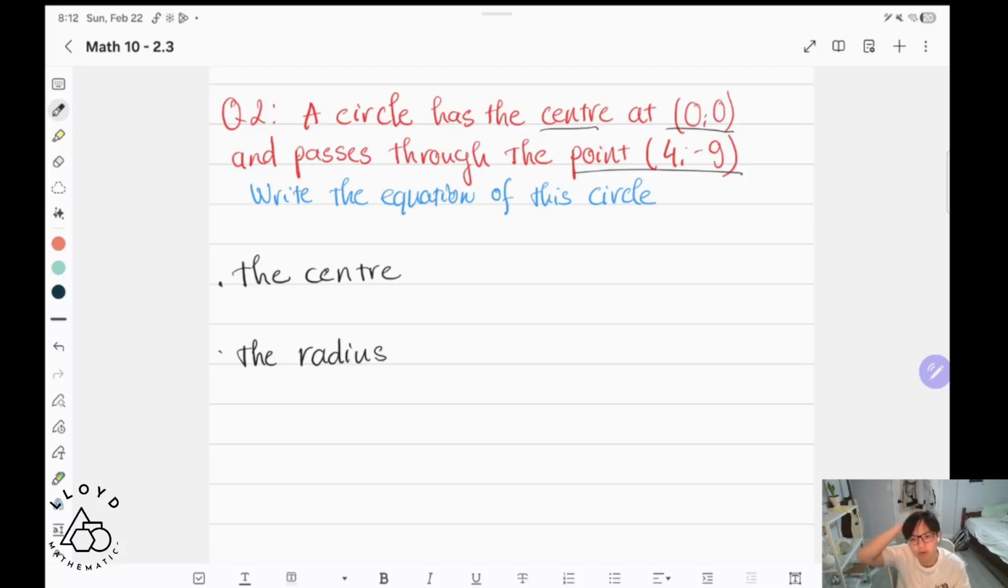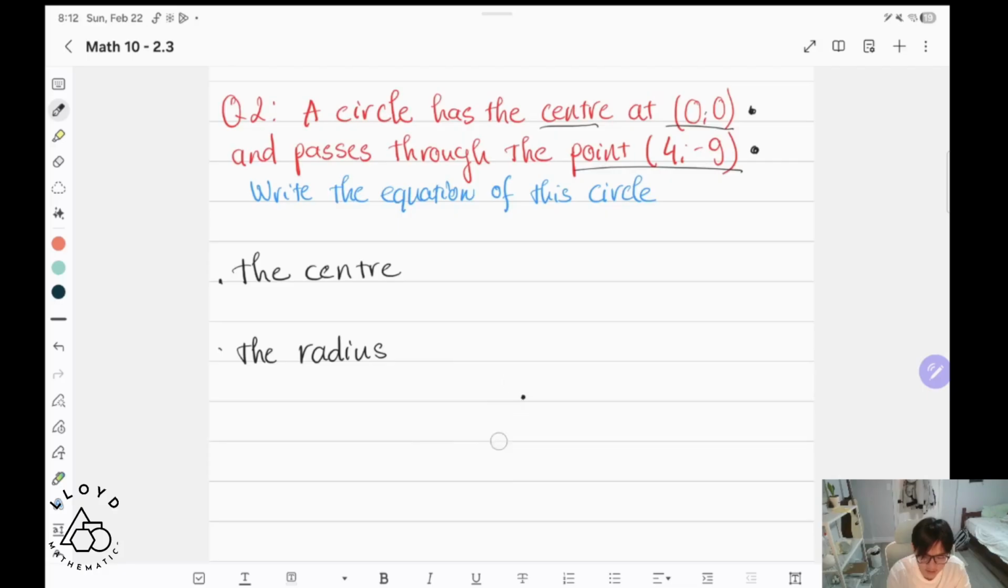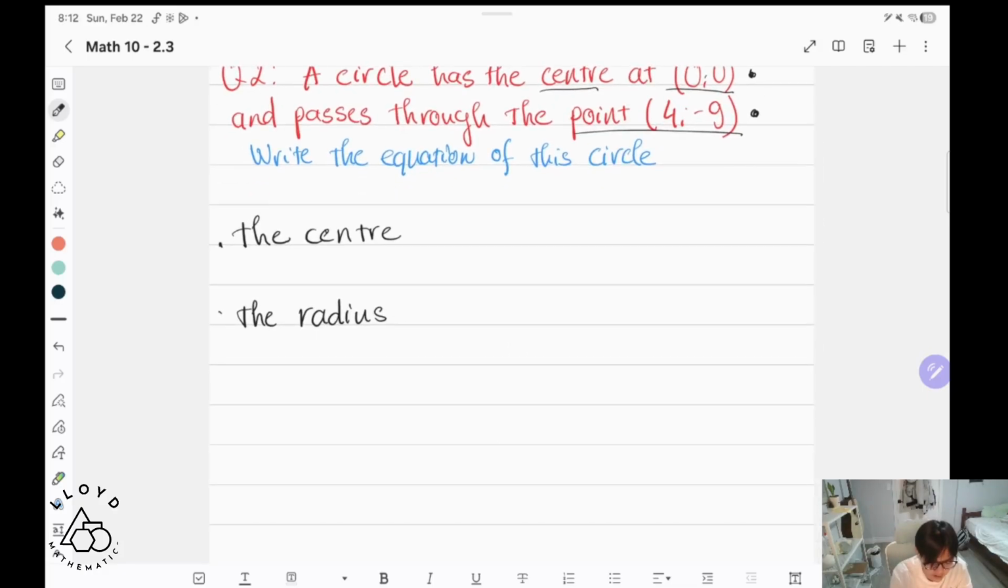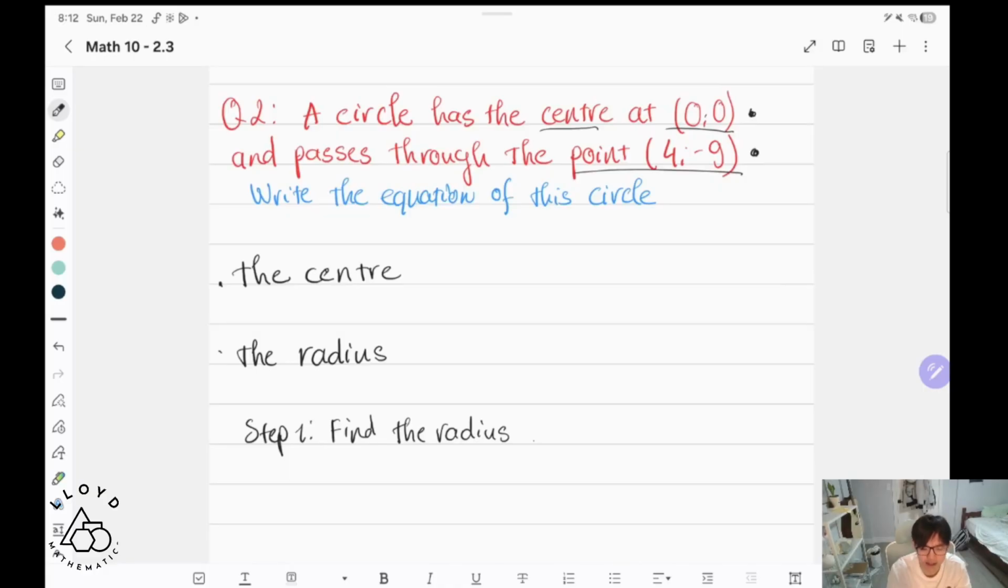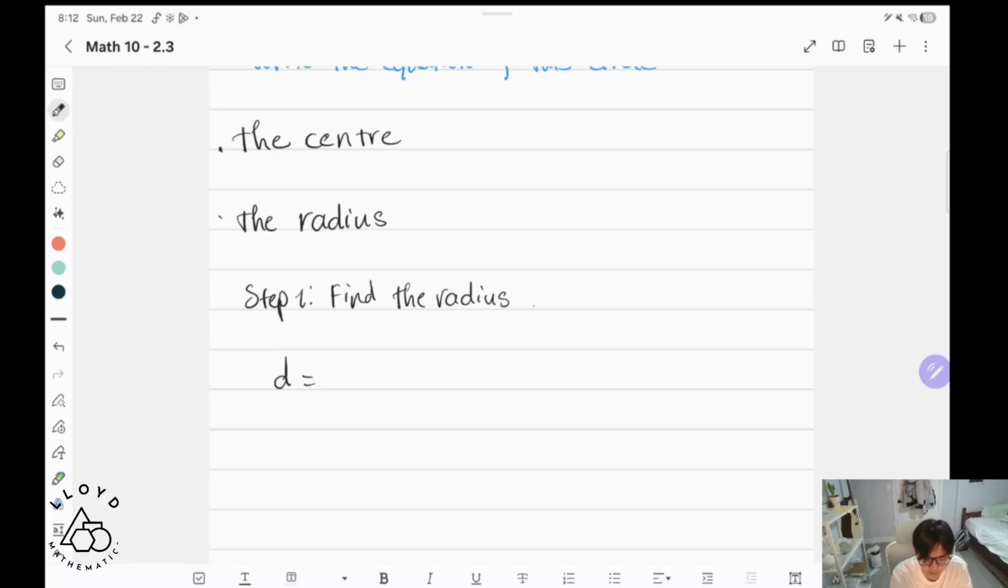Okay, so how can we find that? From this point to this point is the radius, because the circle has its center point like this, and it goes through one point, 4 and -9. So the distance between the two points is the radius, right? So in this question, the thing that we need to focus on is step 1, find the radius. How to find the radius, which is the distance from 0, 0 to 4 and -9? We just use a simple formula, which is this one.